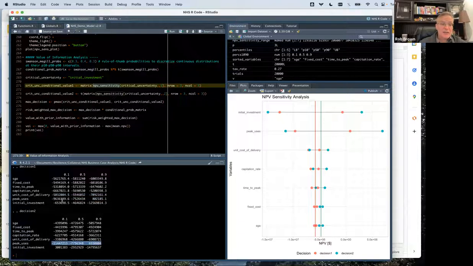Now, these are the net present values of the business model or the business case when peak uses is at its P10 value. In other words, when the peak usage falls out at its low estimated value, this is the impact on the average business case value. When the peak uses falls out at its high value, this is the impact on the expected value of the business case. This, of course, is the P50.